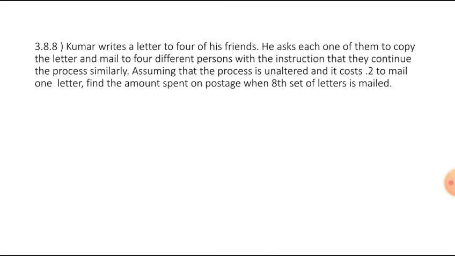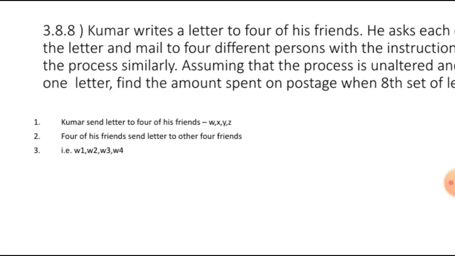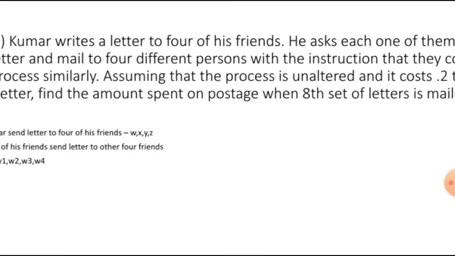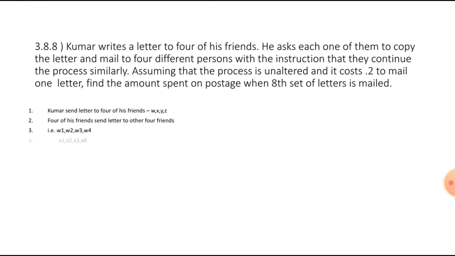Just to understand the process, first Kumar is sending the letters to 4 of his friends. Let those 4 friends be W, X, Y, Z, and each of them sends the letter to 4 other friends. For example, W sends the letter to his 4 friends, W1, W2, W3, W4. Similarly, X will send to his 4 friends, X1, X2, X3 and X4. Similarly, Y and Z will each send to 4 of their friends, and this process continues.